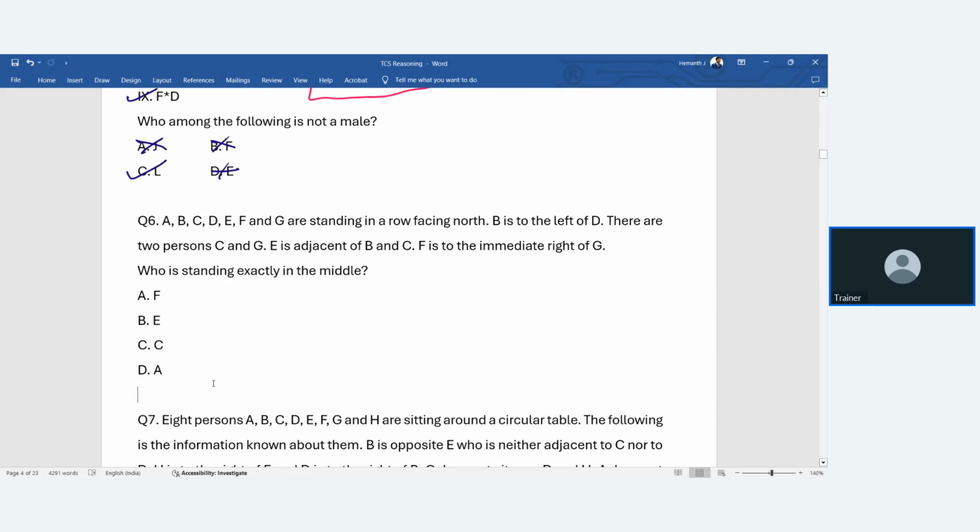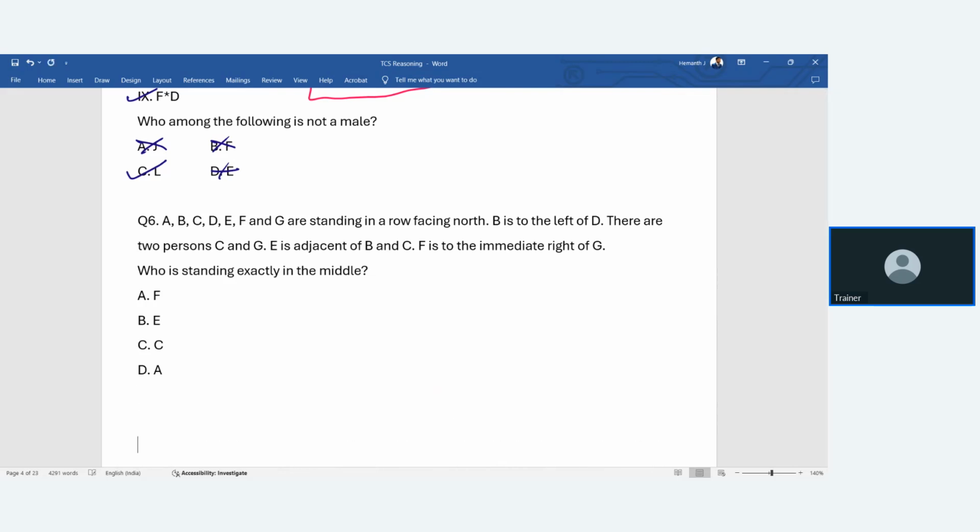Next, again related to seating arrangements, have a look at this question. There are 7 people facing north, and you just complete that arrangement. The question is finally: who is sitting exactly in the middle? So, guys, solve this question. Everyone, try to solve this.